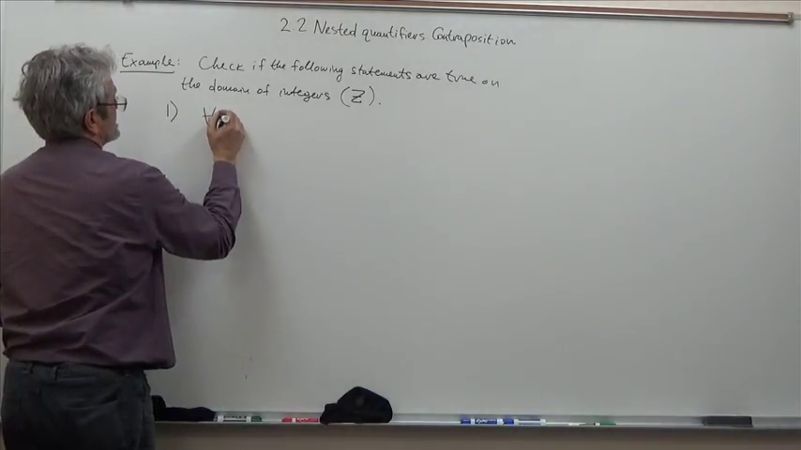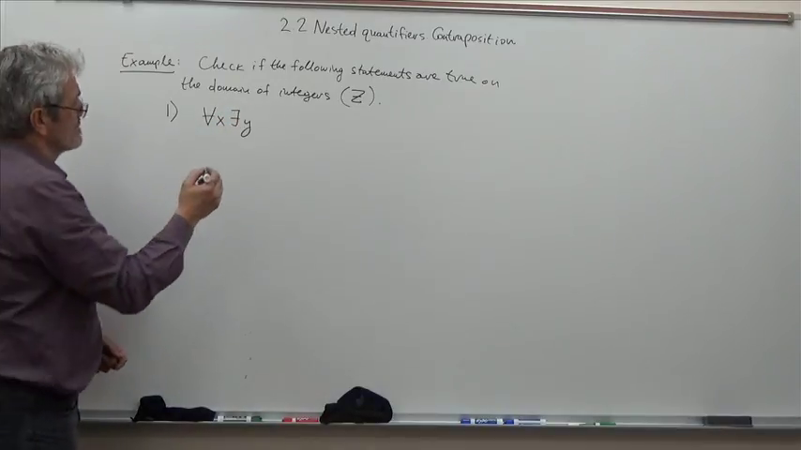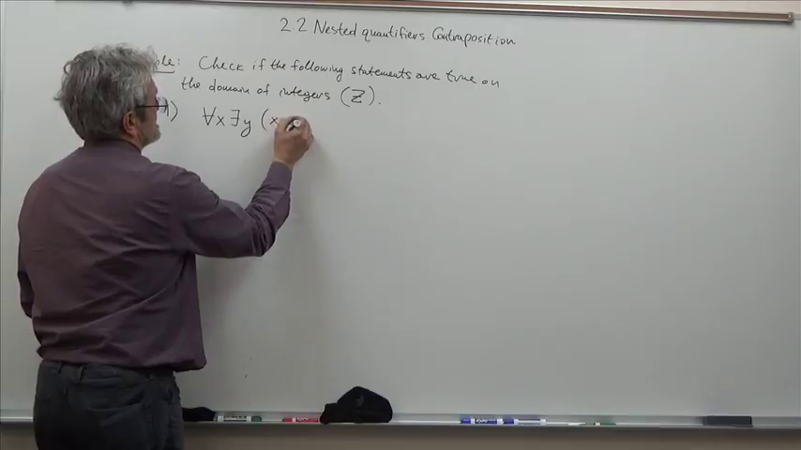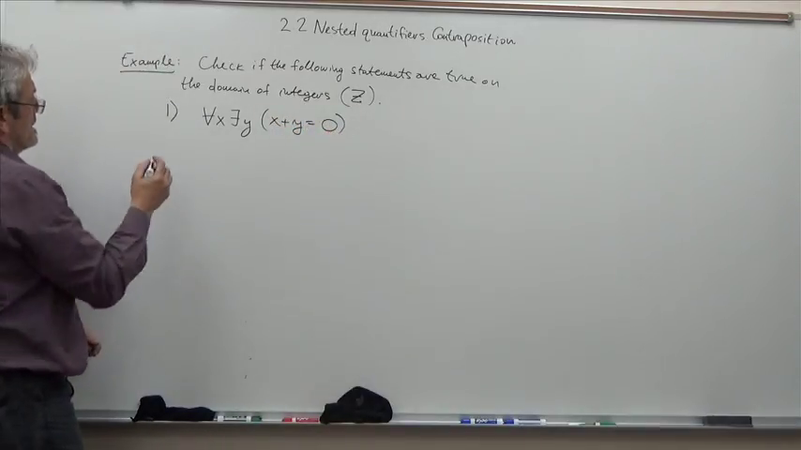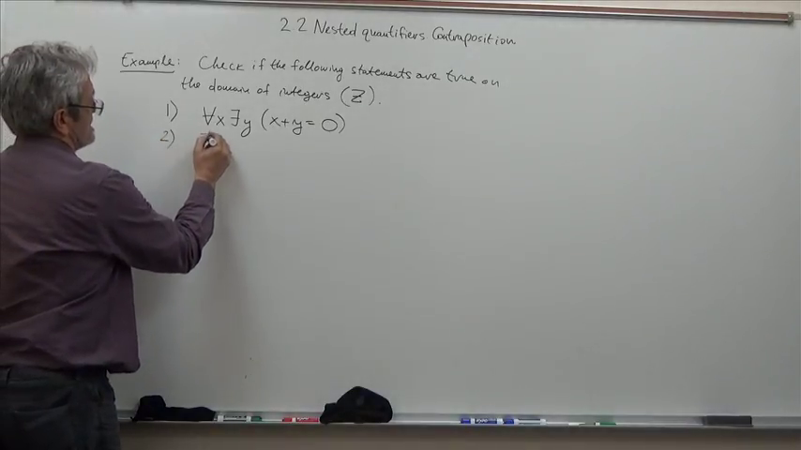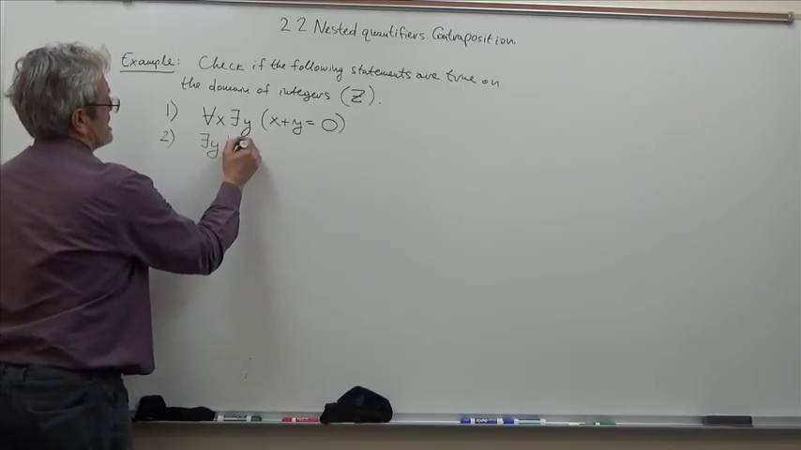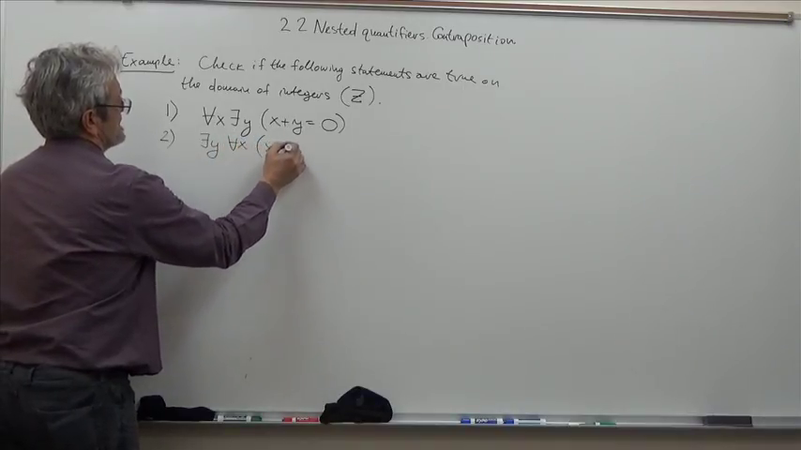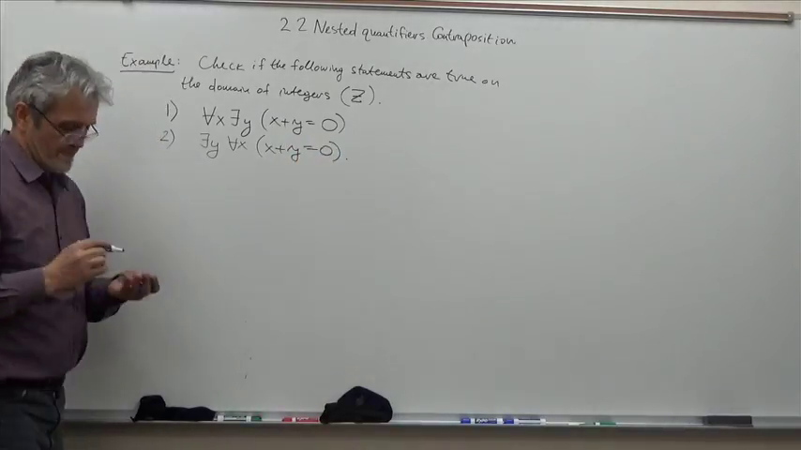For every x, there exists y such that x plus y equals 0. And the second one looks very similar, but just we'll switch the order of quantifiers. So there exists y such that for every x, x plus y equals 0.